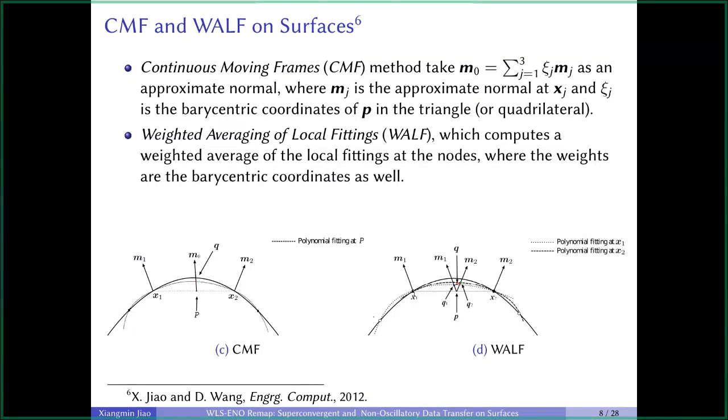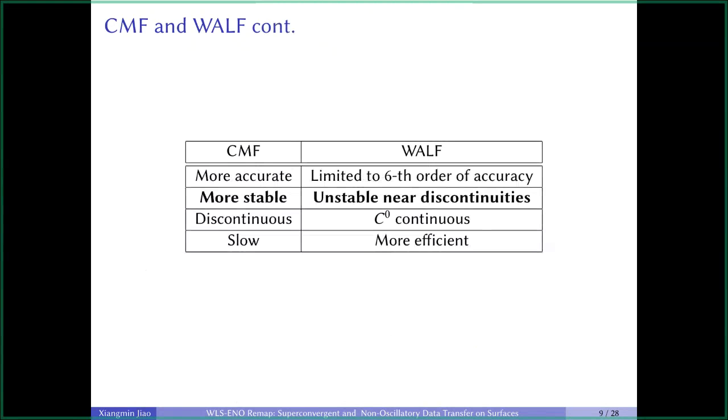So for example, for x1, we get a polynomial fitting, a dotted curve, and for x2, we have a dashed curve. And then for any point in the middle, we have one interpolated value from x1 and one from x2, and then we take the weighted average in between them. The weights are basically the finite element basis function, or the barycentric coordinate for simplicial elements, CMF and WALF.